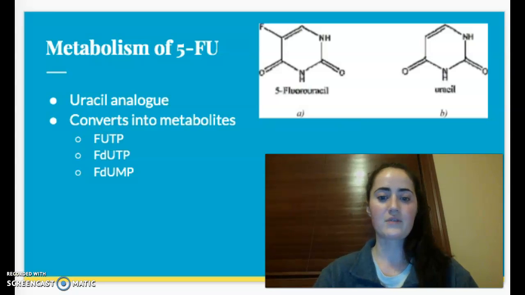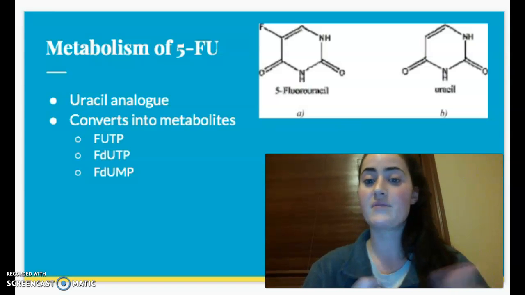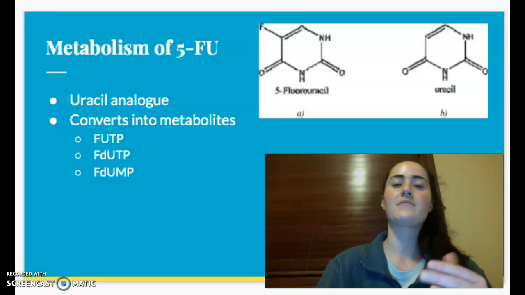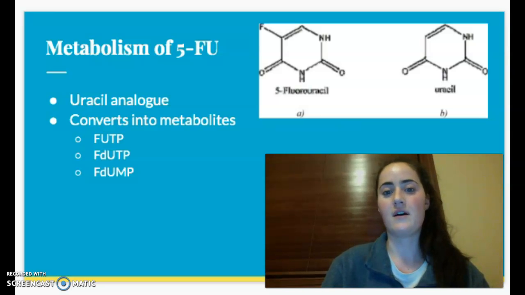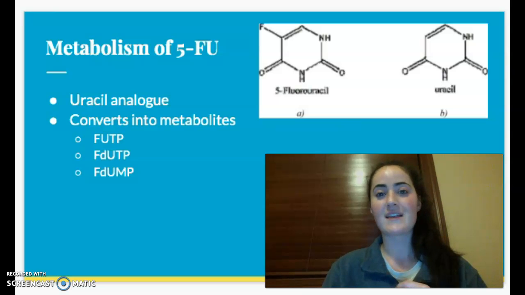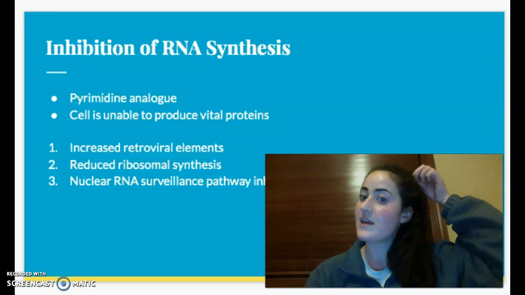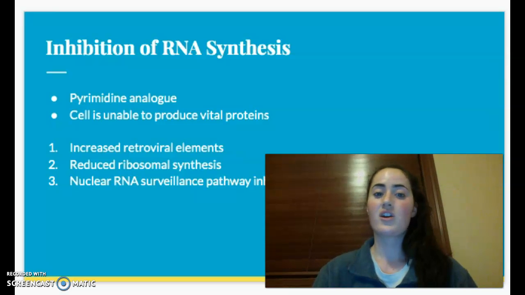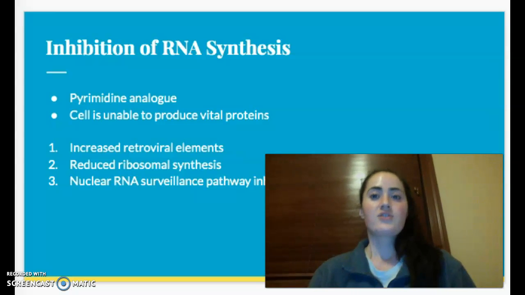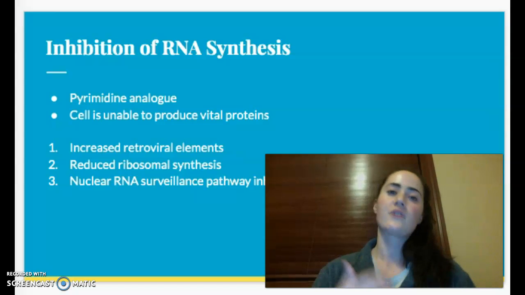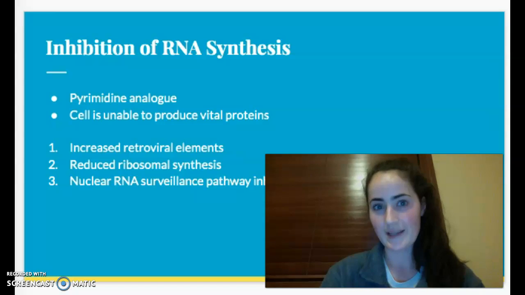Before I move on, I did just want to say that because of these metabolites, that's what results in the potent effect through which 5-FU affects the different cancer cells. So going forward, the inhibition of RNA synthesis is a huge part of what 5-FU does in the cell. 5-FU, or fluorouracil, is categorized as what's called an antimetabolite.